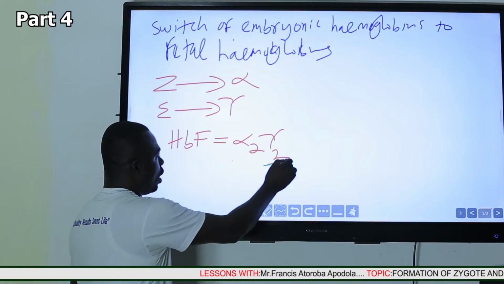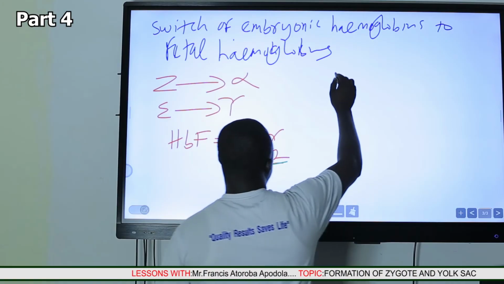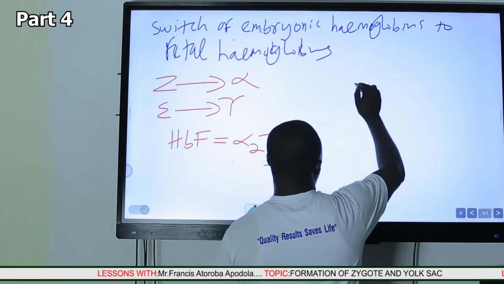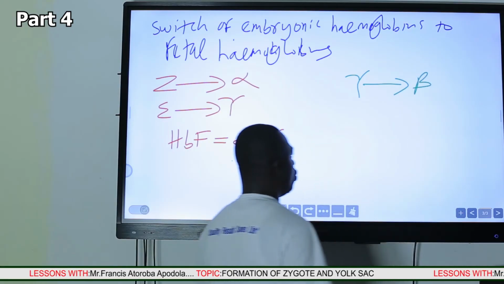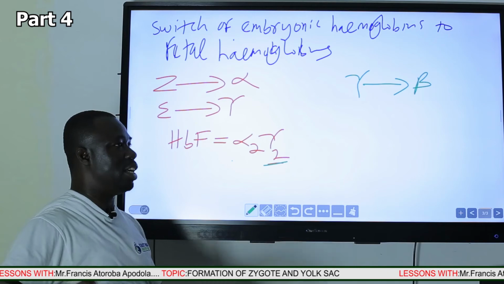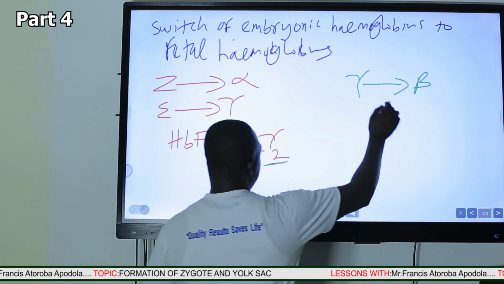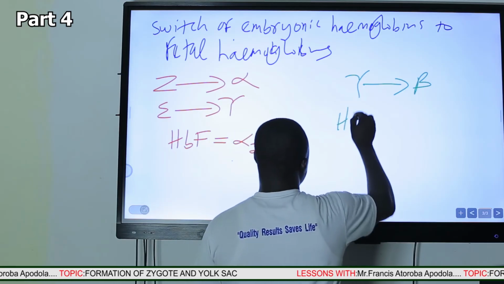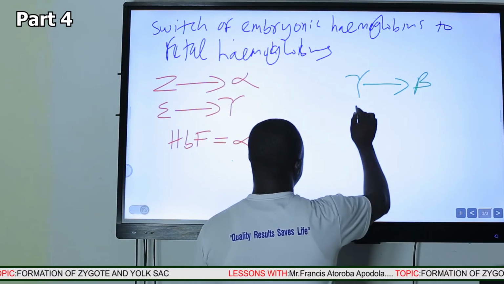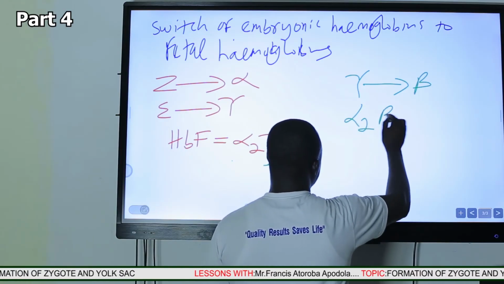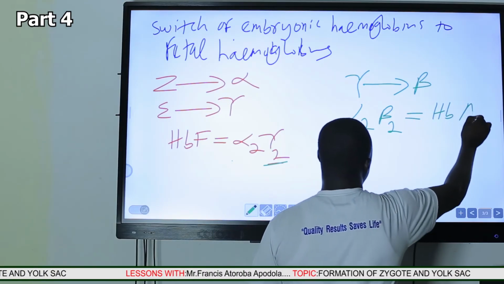As the fetus is maturing or undergoing development, then this hemoglobin F, the gamma chain begins to switch. So the gamma begins to switch to the beta globin chains. This is when the child is getting to the end of gestation. So if gamma is replaced by beta, then we will get two alpha chains, two beta chains, and two alpha chains, two beta chains is called hemoglobin A.